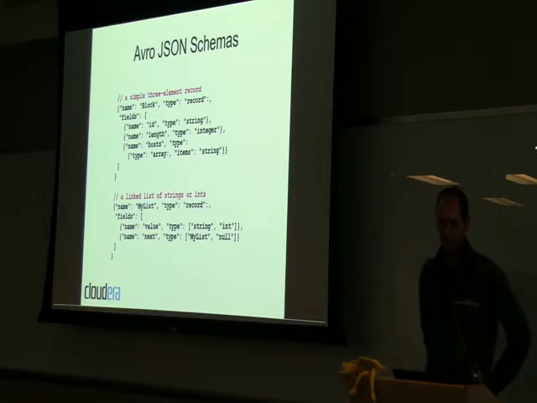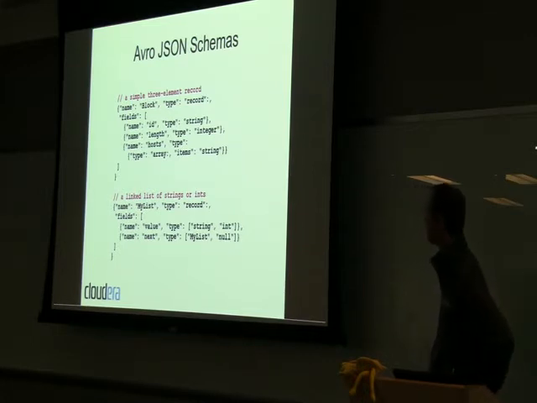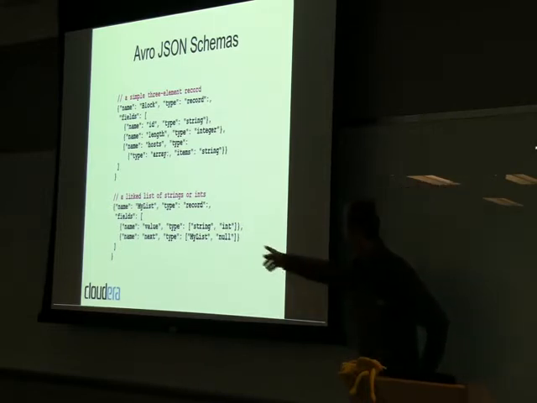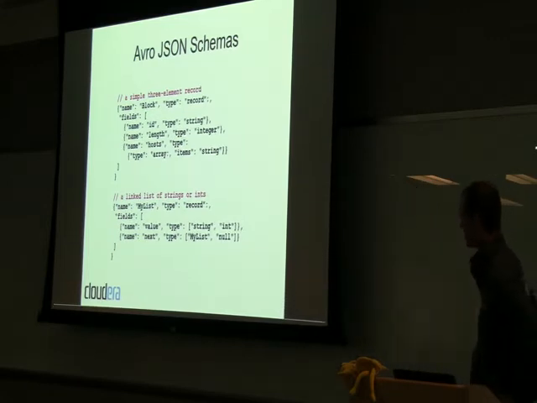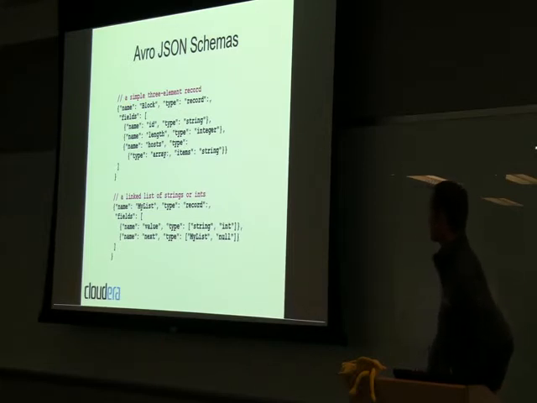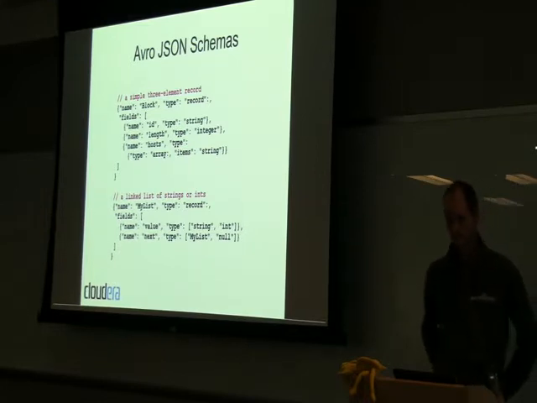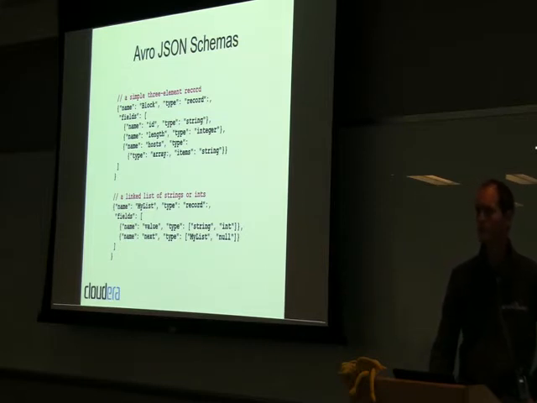Second one is a little more interesting. It's a linked list of either strings or ints. So it has one field whose type is a union. It can either be a string or an integer. That's indicated by the square brackets, which are union types. And then this shows you can have recursive data structures, so that the next element is itself a MyList. So that's representing a linked list. Does that make sense? Seems to.